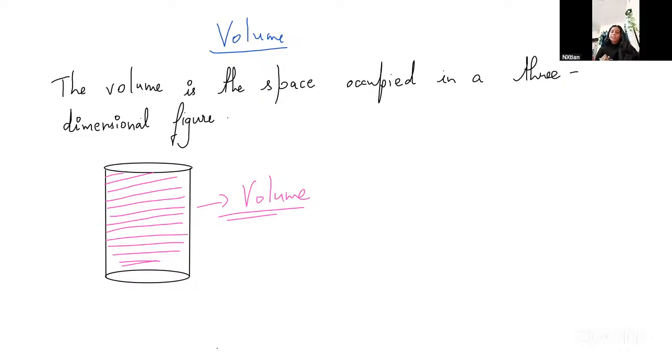The space that is inside a three-dimensional figure, the space occupied inside a three-dimensional figure, is called its volume. It's also known as the capacity of the figure. Understood? Yes, ma'am. Okay. Next, shall we move on?